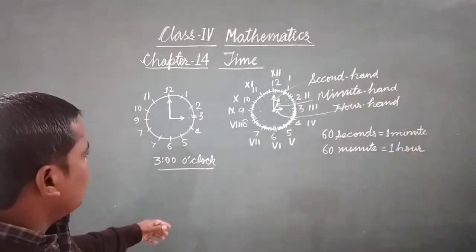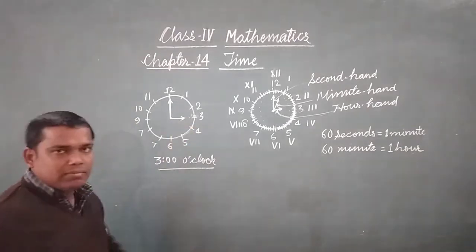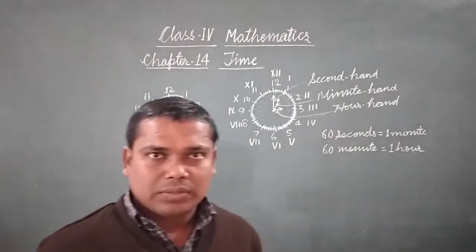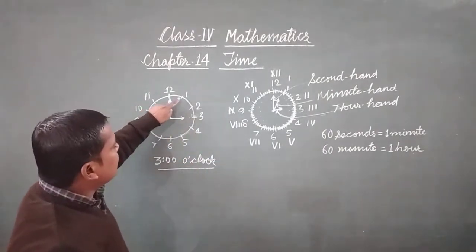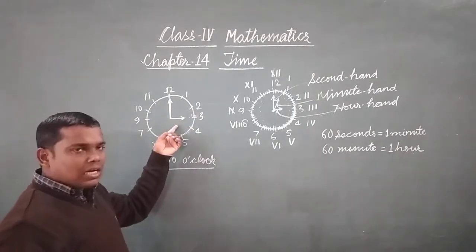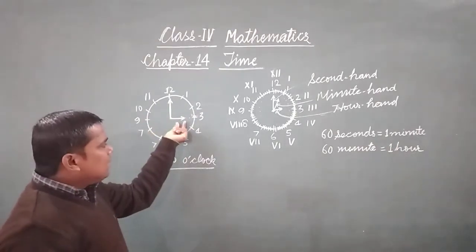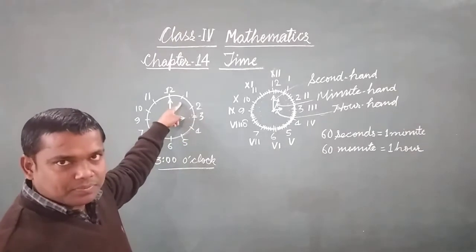Now, if this minute hand is here and the hour hand is at 5, then it is 5 o'clock. If this minute hand is here and the hour hand is just after 3, we will say 3 hours 5 minutes.